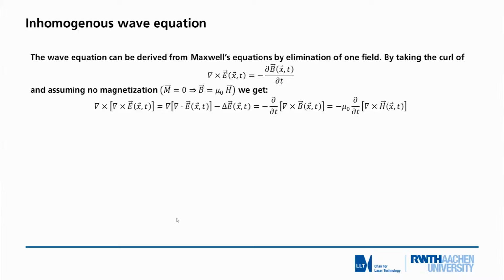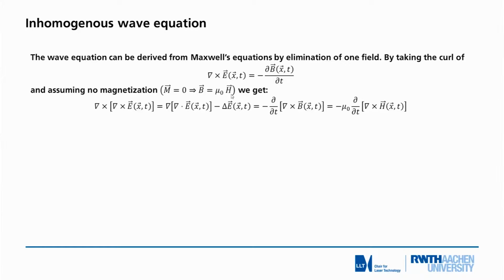To do so, we take one of Maxwell's equations, the one combining the curl of the electric field with the time dependence of the magnetic induction B, and we again apply the curl to this equation. Now we assume that we have no magnetization, so M equals 0, so that the magnetic induction gets directly proportional to the magnetic field.